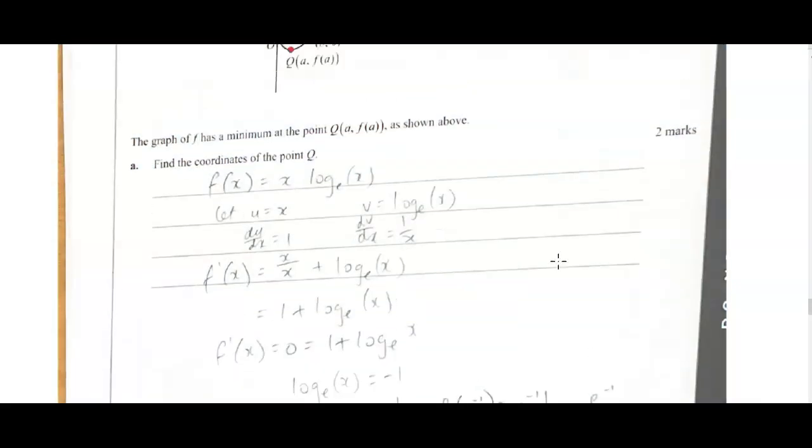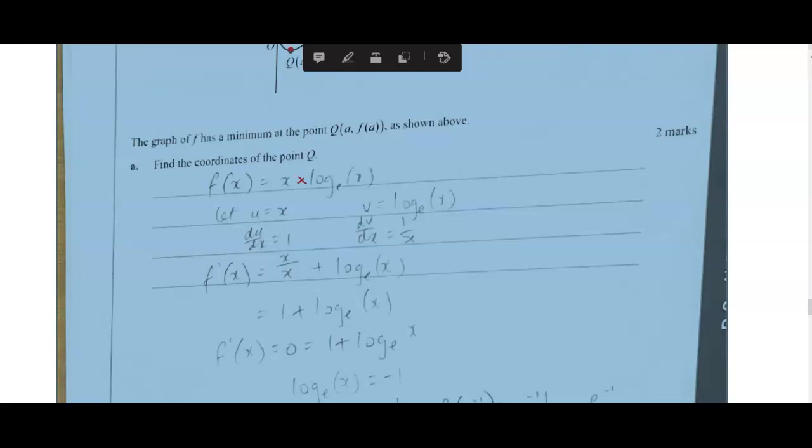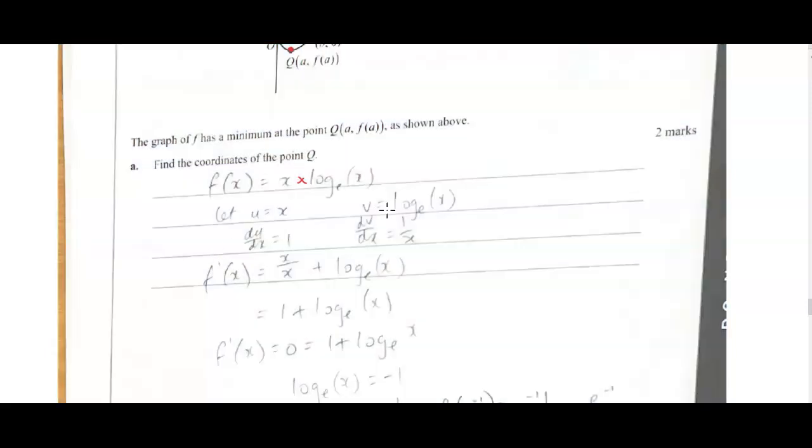Okay, so our function is x times log base e of x. So you've got to use the product rule. Remember, the word product means multiply. So we're multiplying one function by another. So you can see I've let u equal x and v equal log base e of x. And then you're just using your product rule.